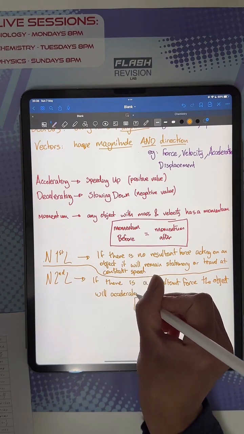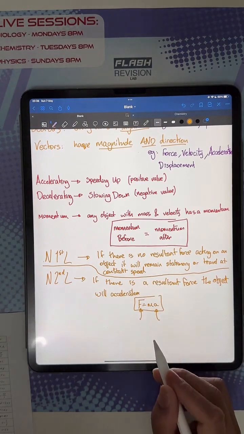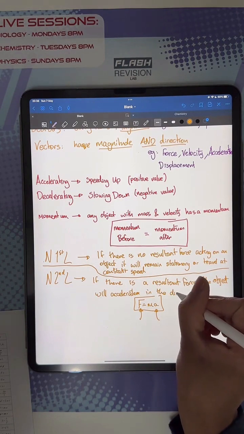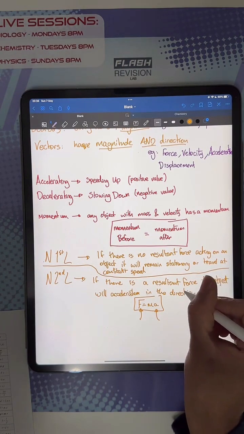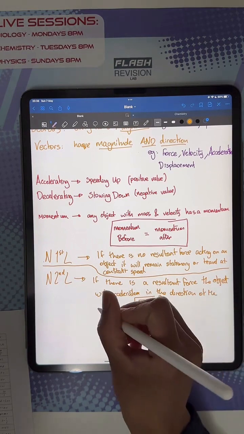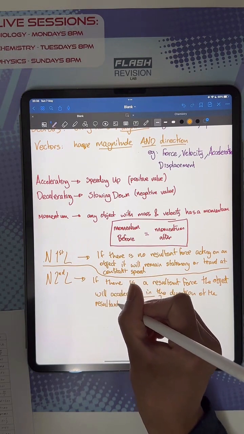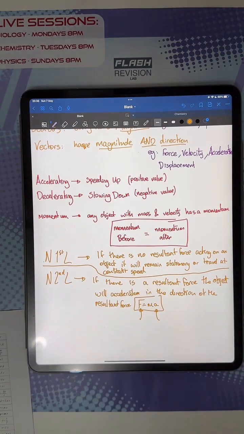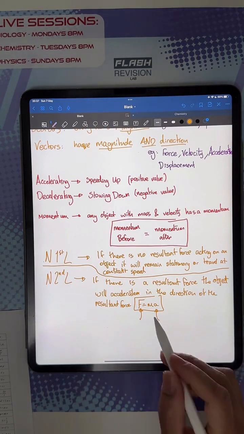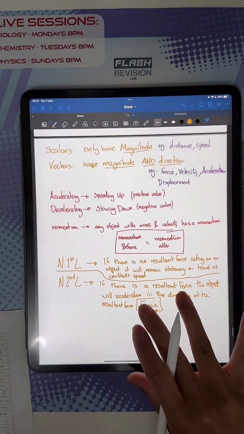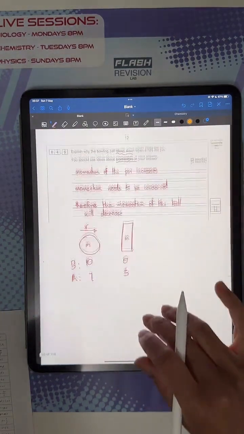And it will always accelerate in whichever direction the force is acting in. So it will accelerate in the direction of the resultant force. Okay, so acceleration is proportional because F equals ma. Acceleration is directly proportional to force. Okay, so based on that, let's go back to the question.